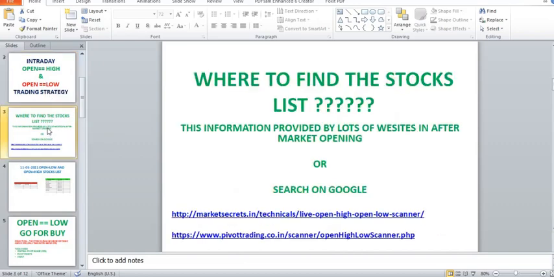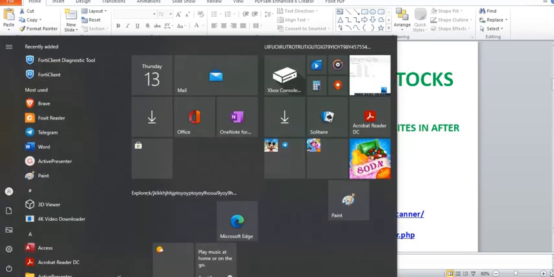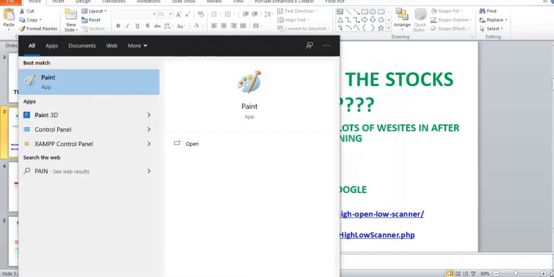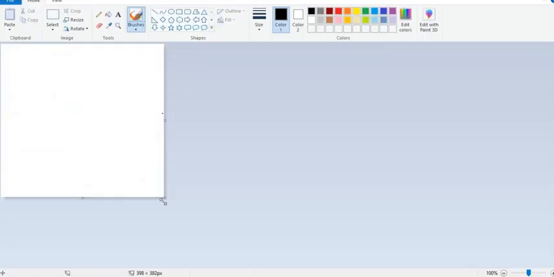First, where to find the stocks list. This information is provided by lots of websites after market opening. If we search in Google, we get this information after 9:15. It's very simple, no? So open is equal to low, or open is equal to high. I will explain with the candlestick idea.